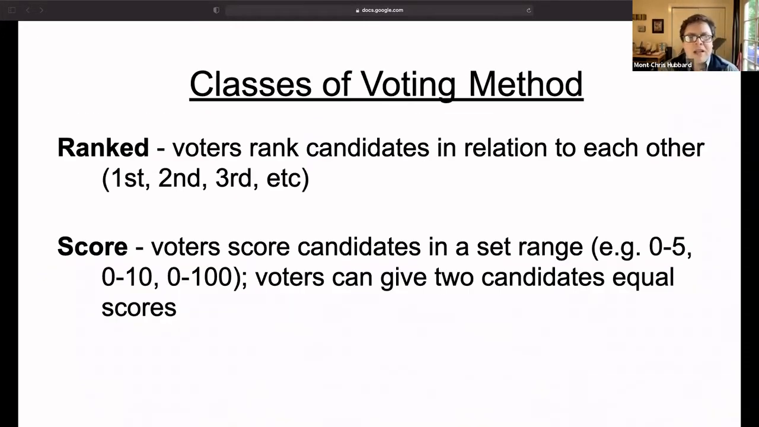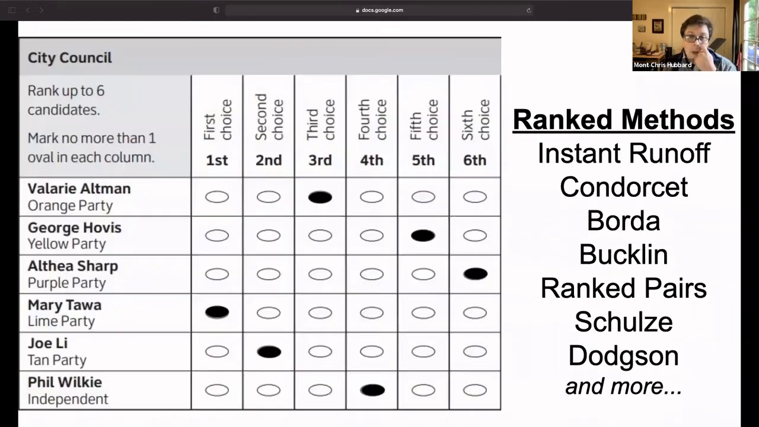Besides plurality, there are 2 main classes of voting methods. There are ranked methods, where you rank candidates in relation to each other, and there are score methods, where you score them based on a range, 0 to 5, 0 to 10, etc. Let's spend a little bit of time with ranked methods first. A ranked method would use a ballot like this. All of the ranked methods listed would use the same ballot and would collect the same voter data, but they would use a different algorithm to pick the winner. For instance, instant runoff uses a series of automatic runoffs, eliminating the least popular candidate, reallocating votes, et cetera, until you're left with one winner. Borda, on the other hand, converts the rankings into points and then adds up the points.